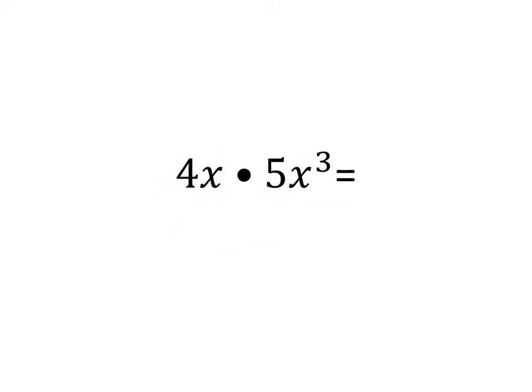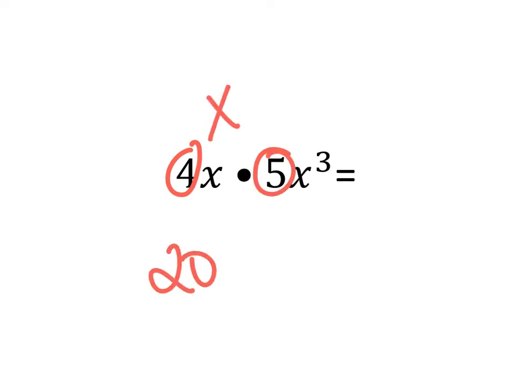All right, our next one, 4x times 5x to the third. Again, just looking at ones we did yesterday, or last class. We're going to look at our coefficients, 4 and 5, which gives us 20. And remember, this is x, and this is x to the third, so that's a total of 4. So it's 20x to the fourth. A lot of you probably thought it was 20x to the third. Make sure you realize that that is x to the first there.